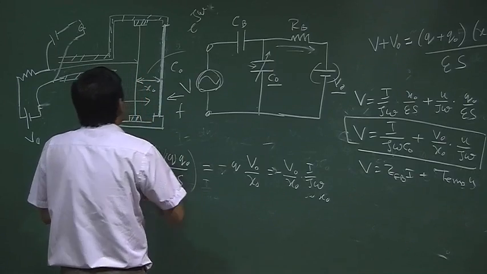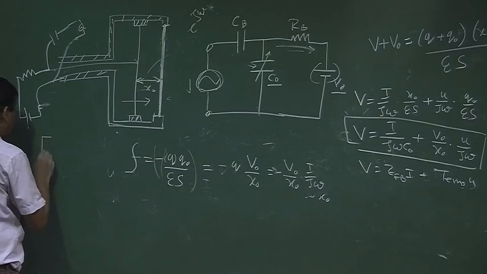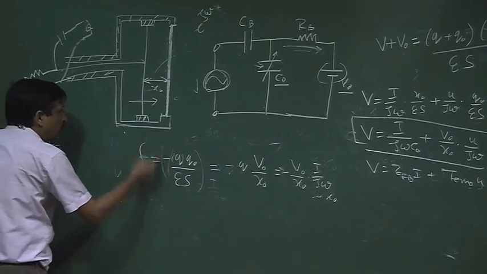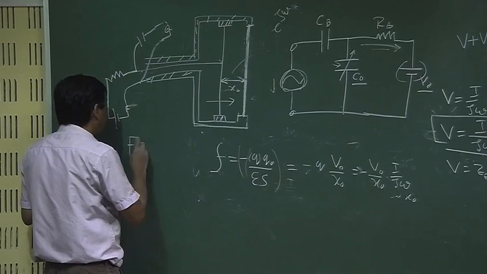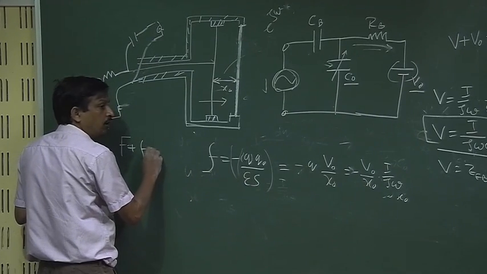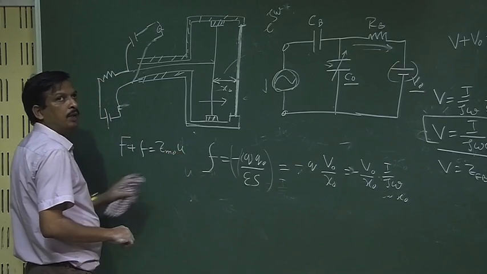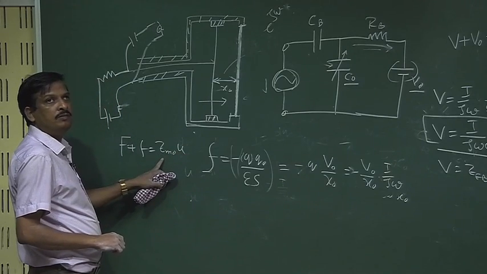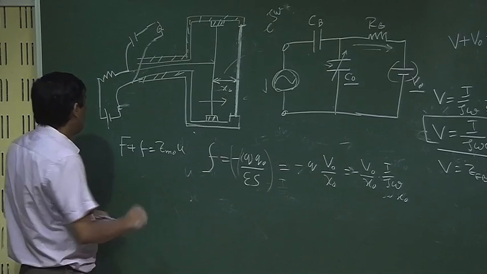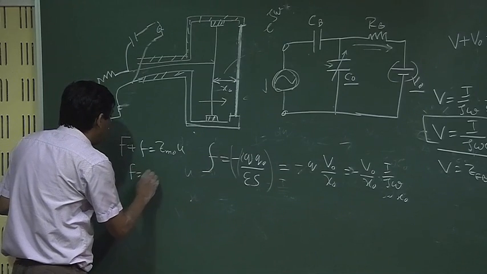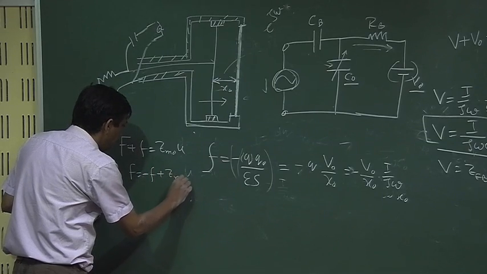Okay. So, the total force acting on the plate is the force plus the opposite force. The total force, F plus F, is equal to Zmo into U, the particle velocity into the impedance. When the electrical circuit is open, there is nothing there. So, I can write F is equal to F minus F plus Zmo into U.